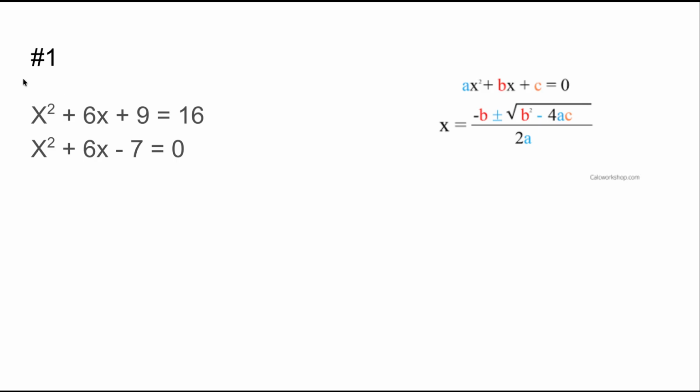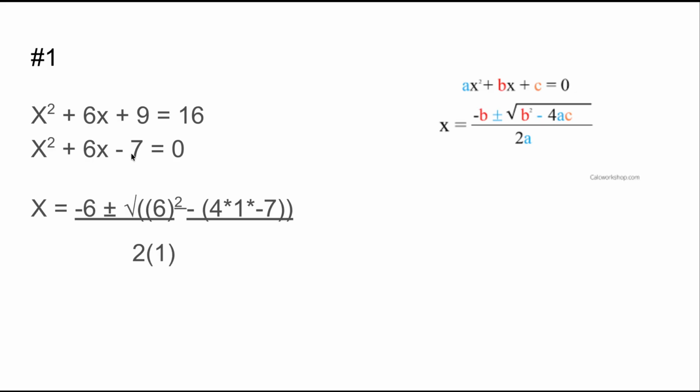Now we have an a, which is 1 as our coefficient here. 6, that will be our b in the formula. And negative 7 will be c. So let's fill that in. And we have negative 6, that's the opposite of b, plus or minus the square root of 6 squared, b squared, minus 4 times a, which is 1, times c, which is negative 7.